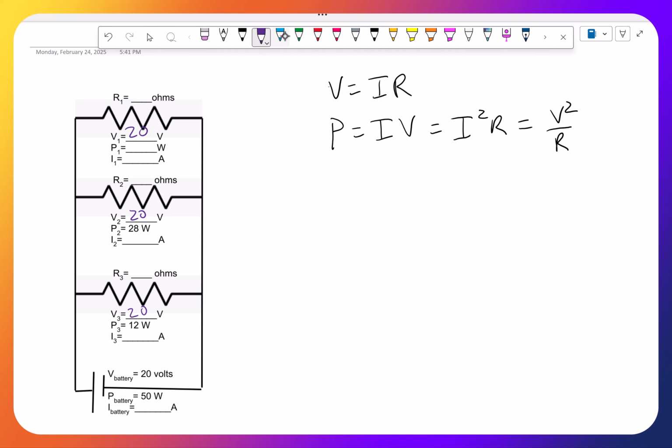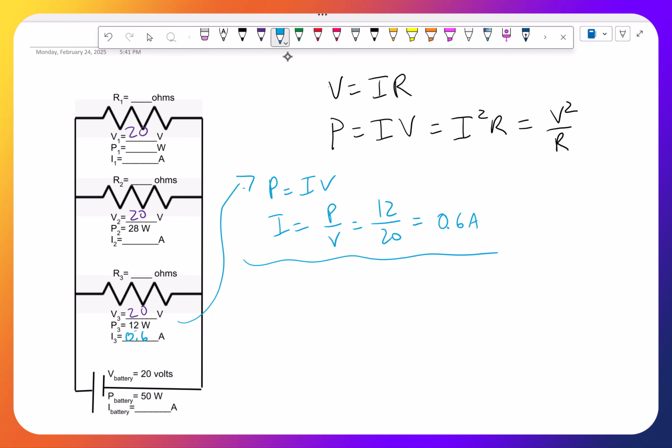Okay, so now, down here, I know the power. Power is equal to the current multiplied by the voltage. So I can find the current because I equals P over V. The power is 12, the voltage is 20. 12 divided by 20 is 0.6. So 0.6 amps.